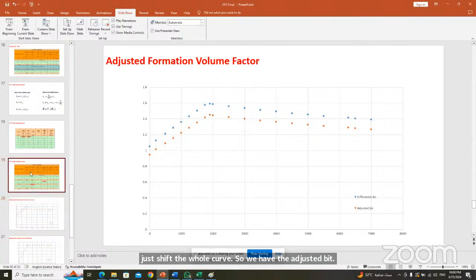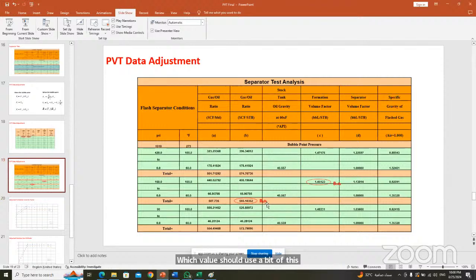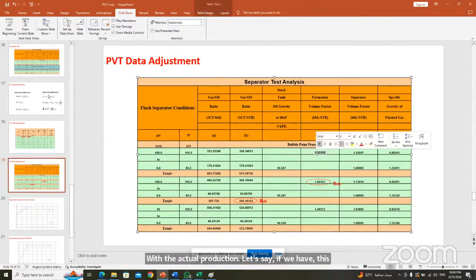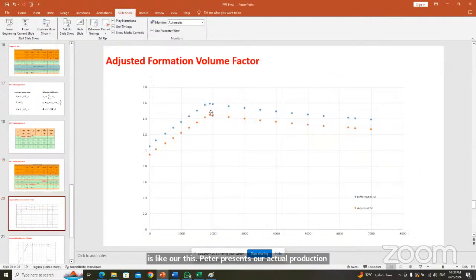Which value should you use from the separator test? You should use the values that you actually use for production. So for example, if you are producing at this condition, you will use this value for the adjustment. But if, for practical reasons, you couldn't use the optimal conditions and you use different conditions, just go with the actual production condition. Let's say this beta O represents our actual production conditions, so we'll use this value for the adjustment. Instead of using this curve, we'll generate another curve that represents these production conditions.